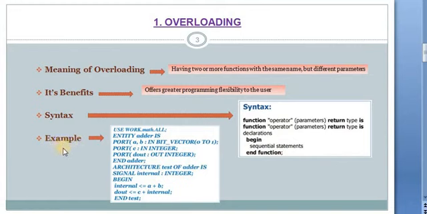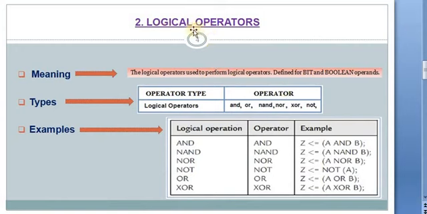As you see in the example, when the operands are of type integer, then the built-in operator function is called. And if the operands are of the type bit vector, then the function from package math is called. And after that, the code is executed in the architecture section. So I hope you have now a thorough understanding of this topic of overloading. So let's move to the next slide for the study of logical operators.